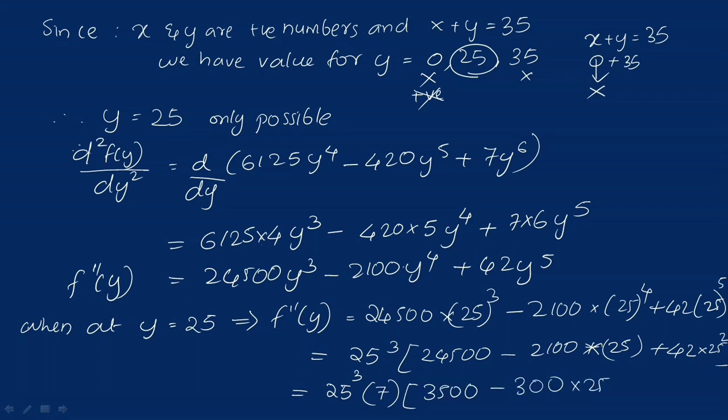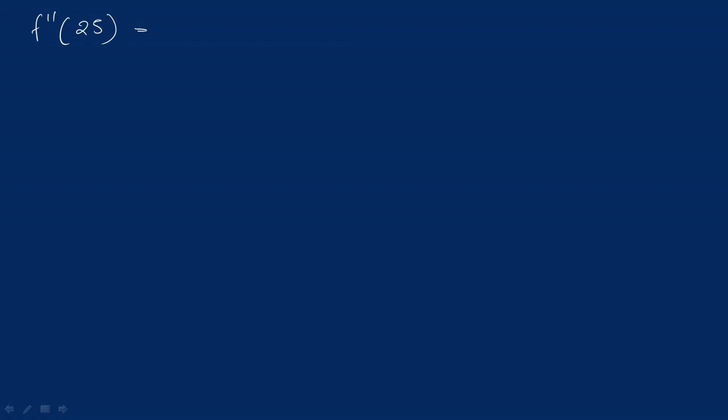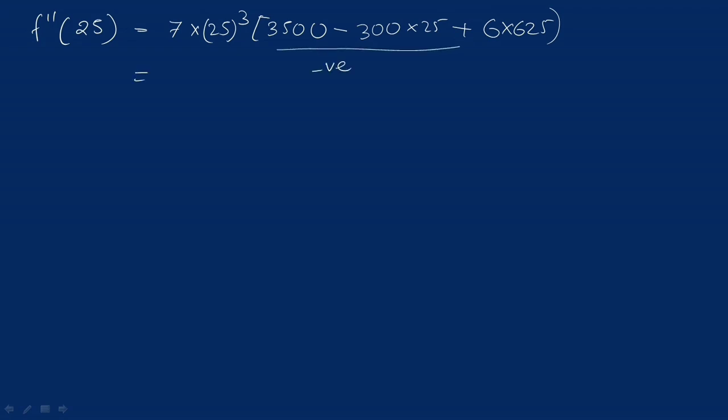or 25 whole cube, and 7 is again taken outside in all the terms. So we have the remainder, that is, f double dash of 25 can be written as 25 whole cube into 7 into 3500 minus 300 into 25 plus 6 into 625. So if we are solving the terms inside the bracket, it will be negative. So from this f double dash of 25 becomes negative, which is less than 0.